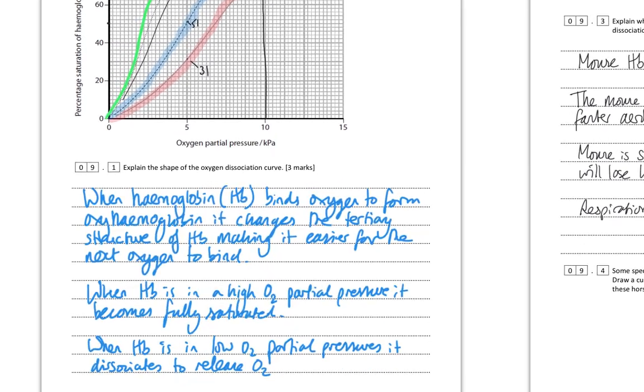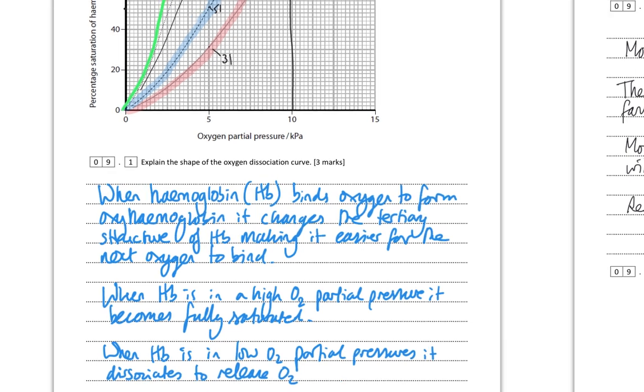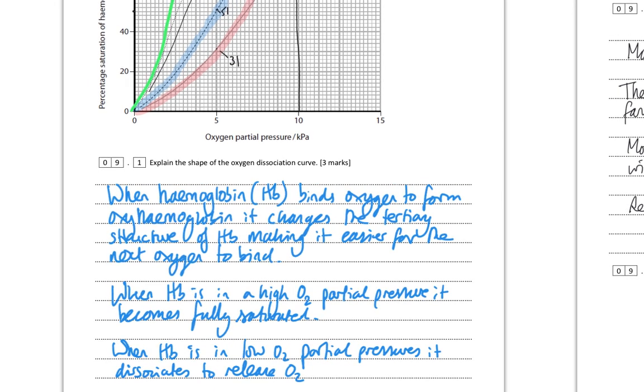Explain the shape of the oxygen dissociation curves. So why is it shaped like an S going upwards? So I've done the S bit first. I can just point out that when hemoglobin binds an oxygen, it changes the tertiary structure of hemoglobin, making it easier for the next oxygen to bind. That's why we get this S shape.